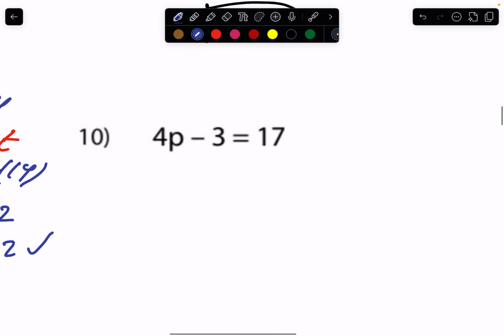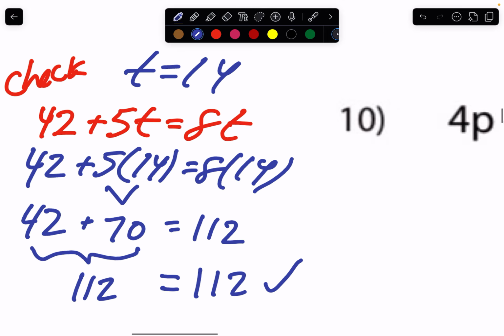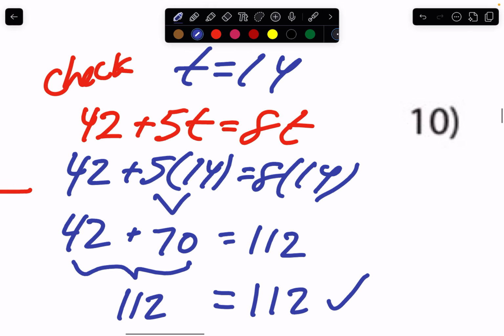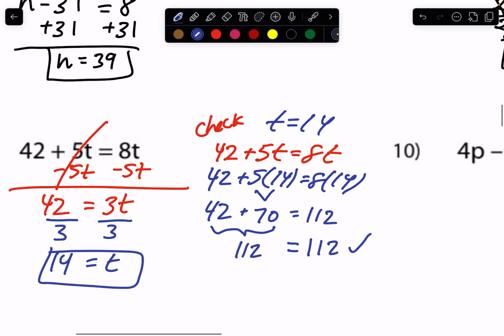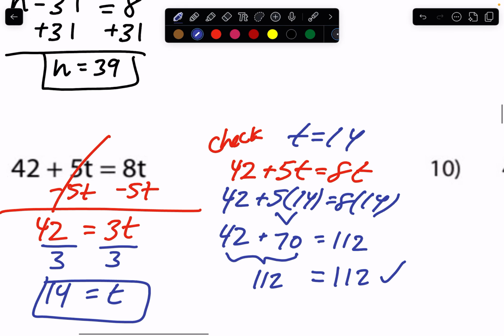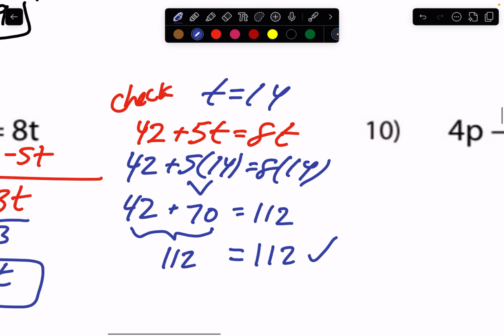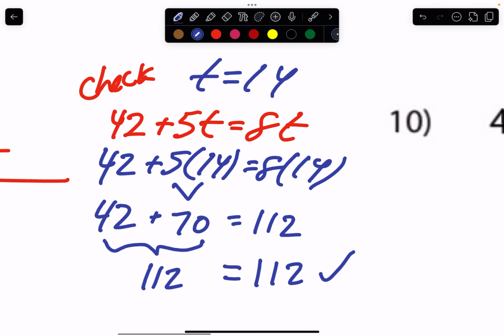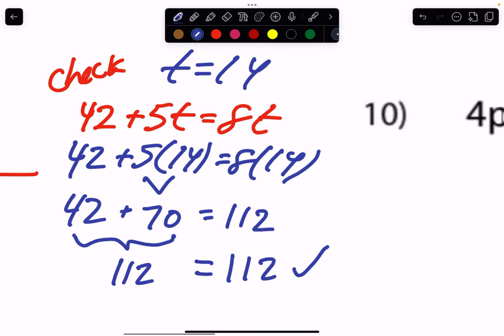Number 10. All that work was for funsies, but if you want to make sure you get that 100%, I always say check your answers, because you just never know. It could be something I messed up on, and then you go back and check. But when you check it, it should always be right if you're doing the order of operations correctly.